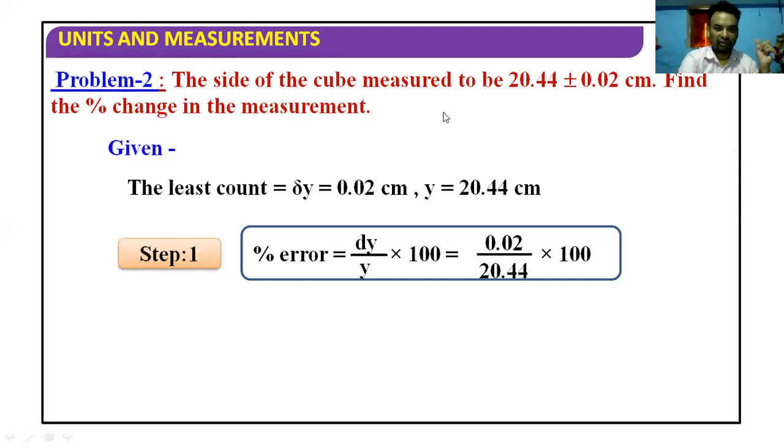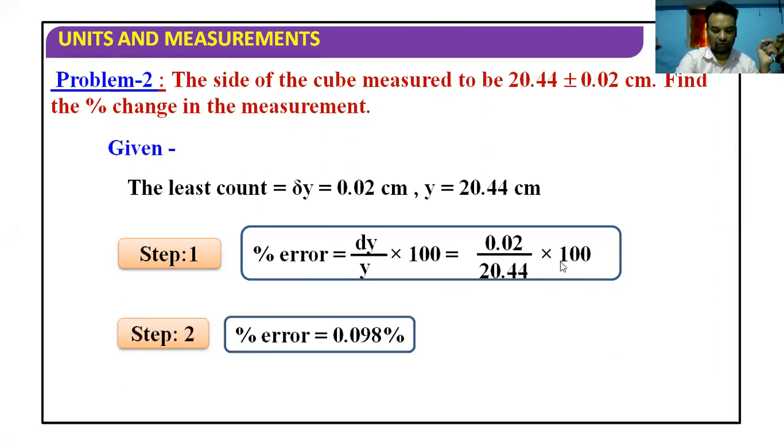So same technique: here you will find the least count. Least count means this part is called the least count. So the least count is delta y is equal to 0.02 centimeter, and y is the actual side of the cube, 20.44 centimeter. So percentage error is delta y divided by y multiplied by 100. So delta y is 0.02 divided by y, 20.44, multiplied by 100. So this will give us a percentage error of 0.098%.